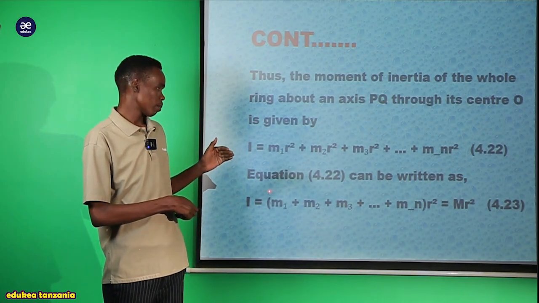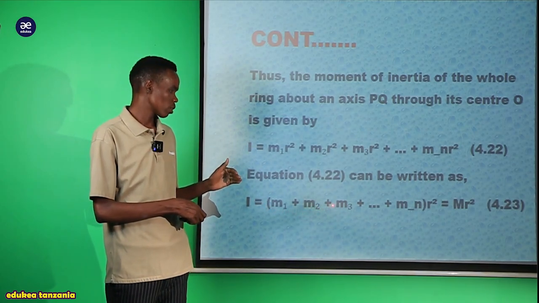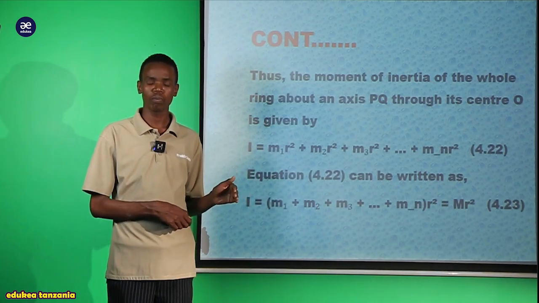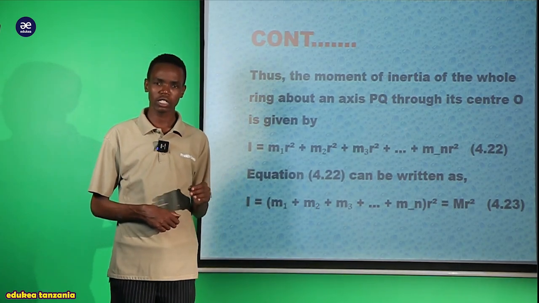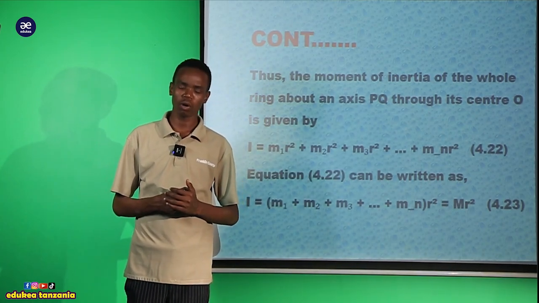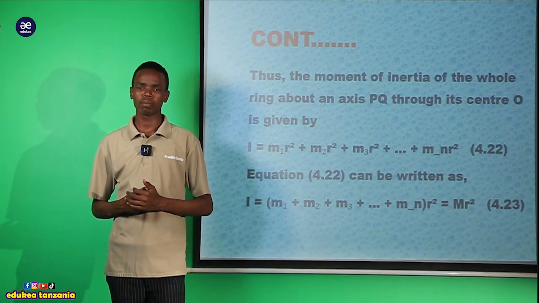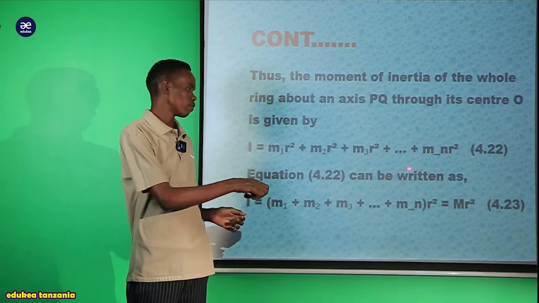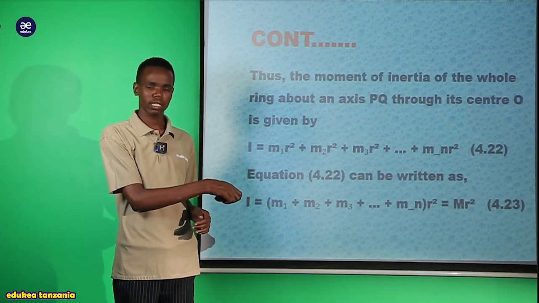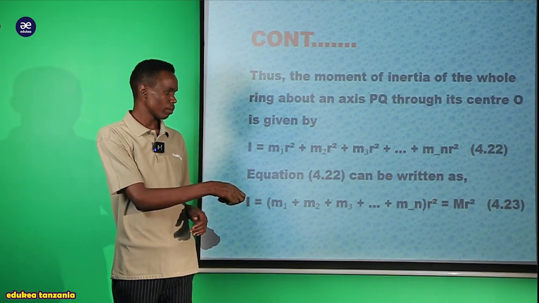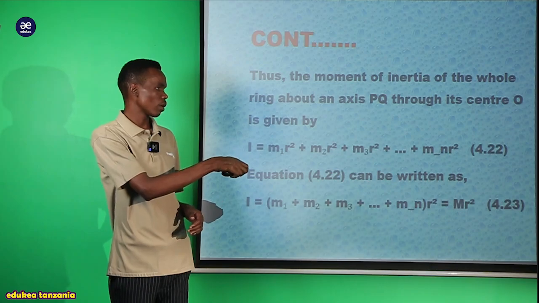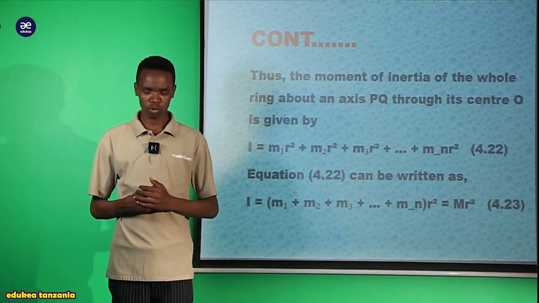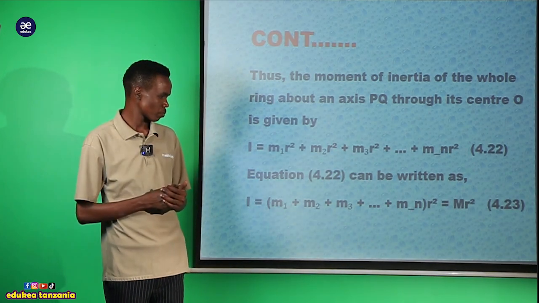that the moment of inertia must be equal to m1 plus m2 plus m3 plus dash up to the nth term of the masses, then we multiply by r square. We should factor out the radius square, or the distance square, because it is common in our equation number 22 here, as we try to observe.